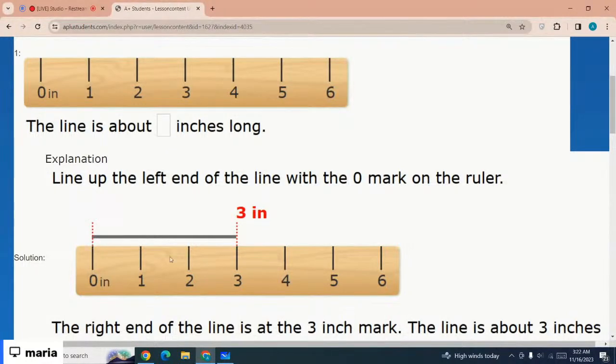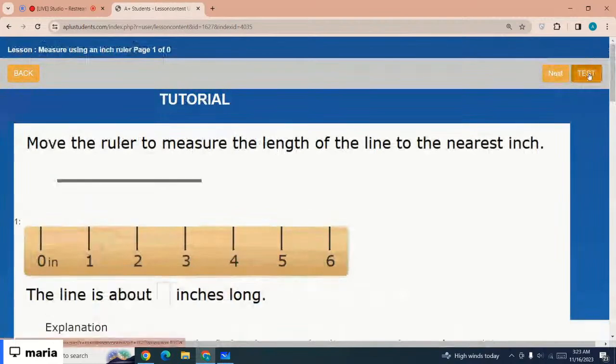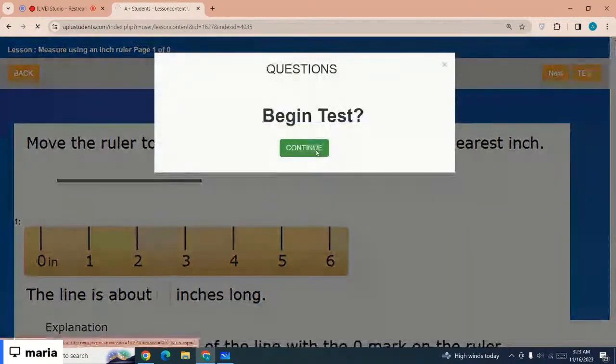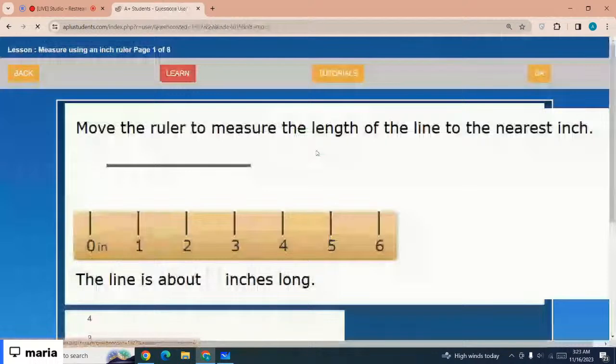And you can see here from 0 to 3 inches. So the length of this line is 3 inches, right? That's what you simply have to do. You simply have to line up the 0 and the left end of the line. Okay, the line is about dash inches long, which is the correct option.